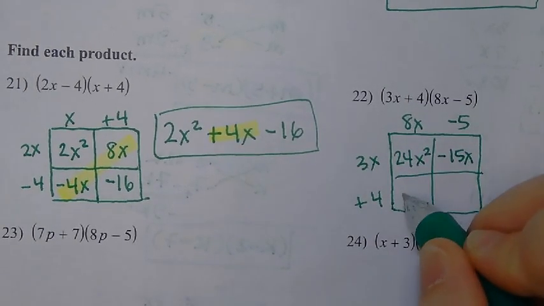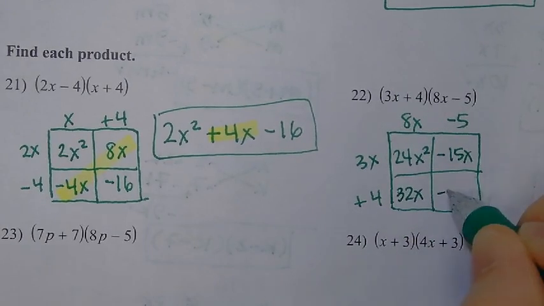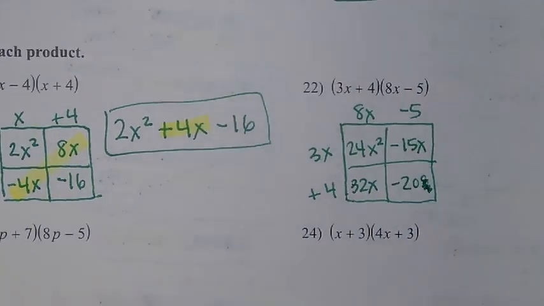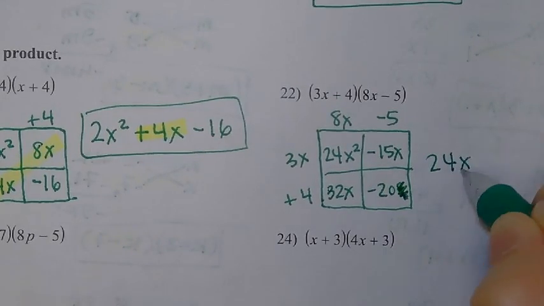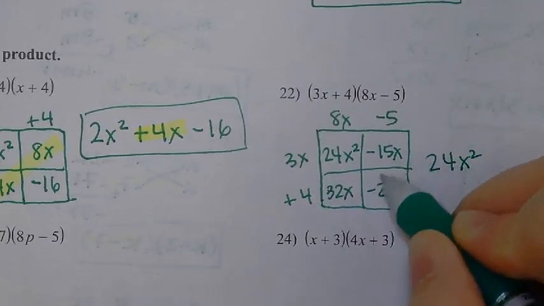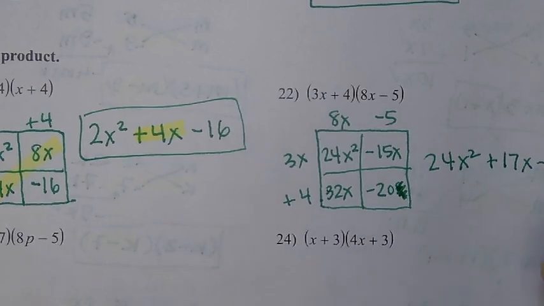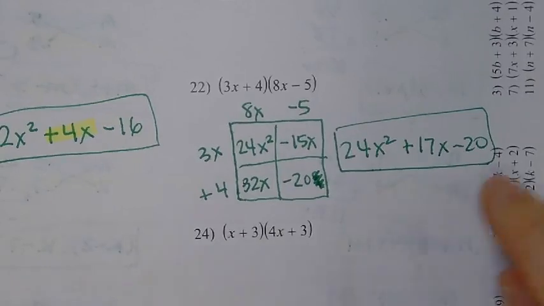All right, 4 times 8x is going to be 32x, and 4 times negative 5 is going to be negative 20. Oop, I was going to put in an x. It's not there. Just negative 20. That's it. So 24x squared. These are like terms, so 32 minus 15 is going to be plus 17x minus 20. There we go.